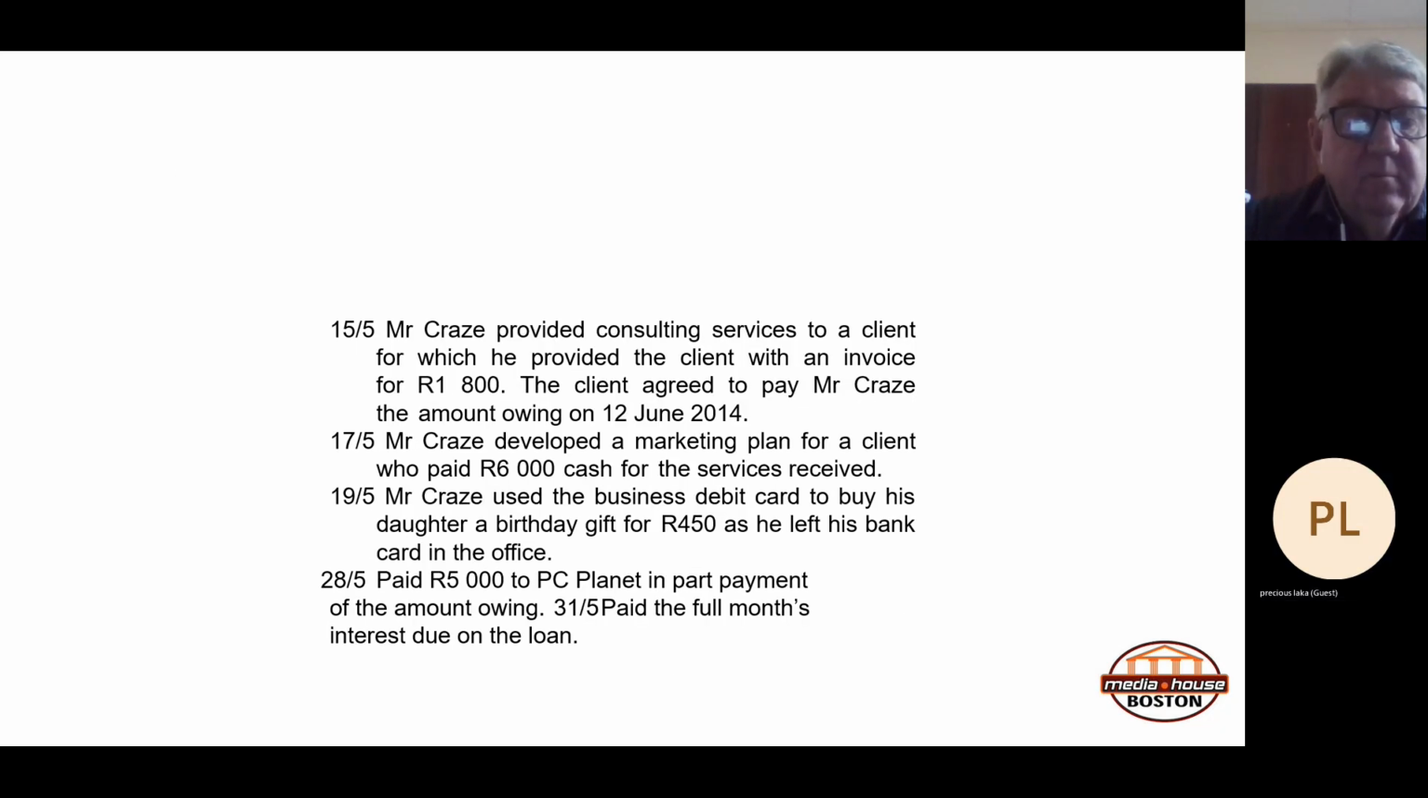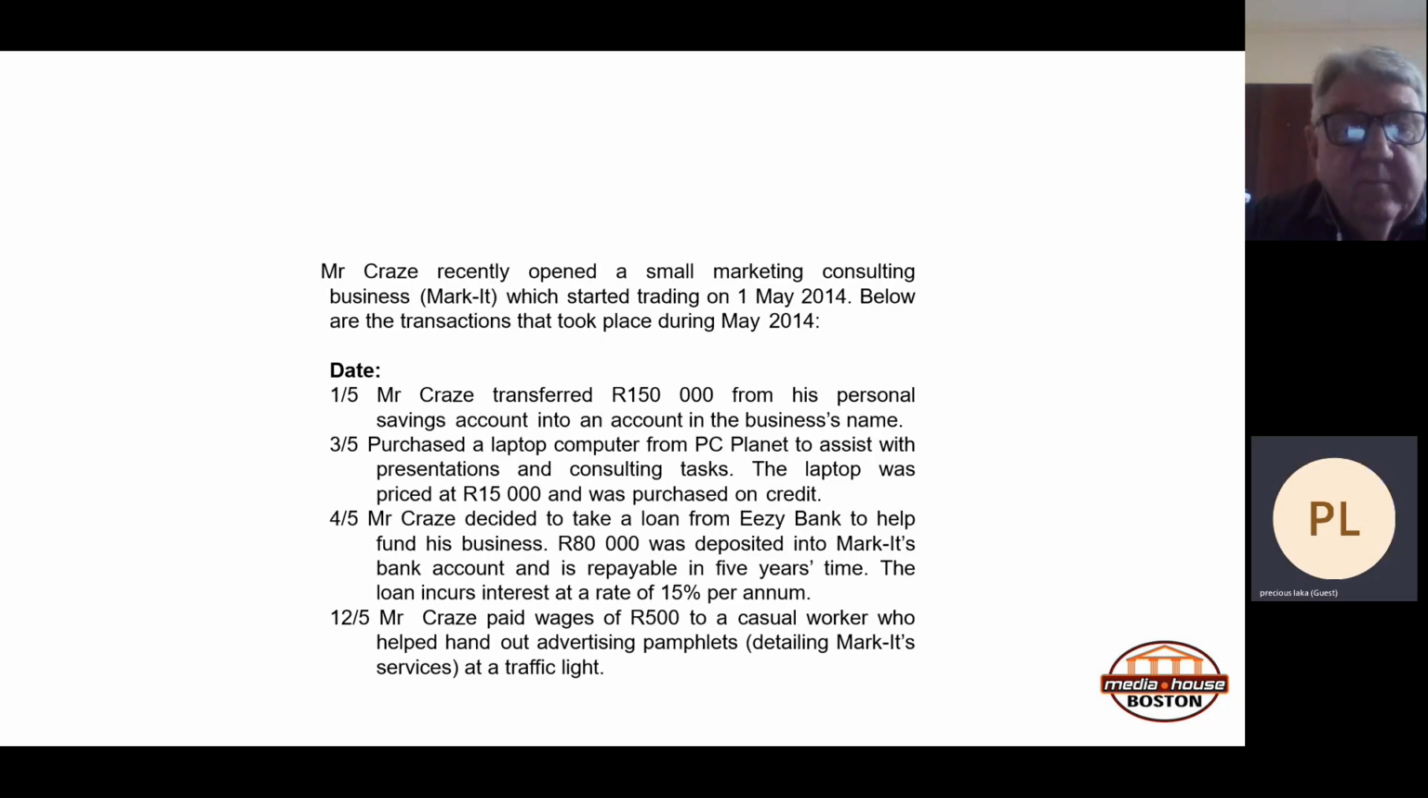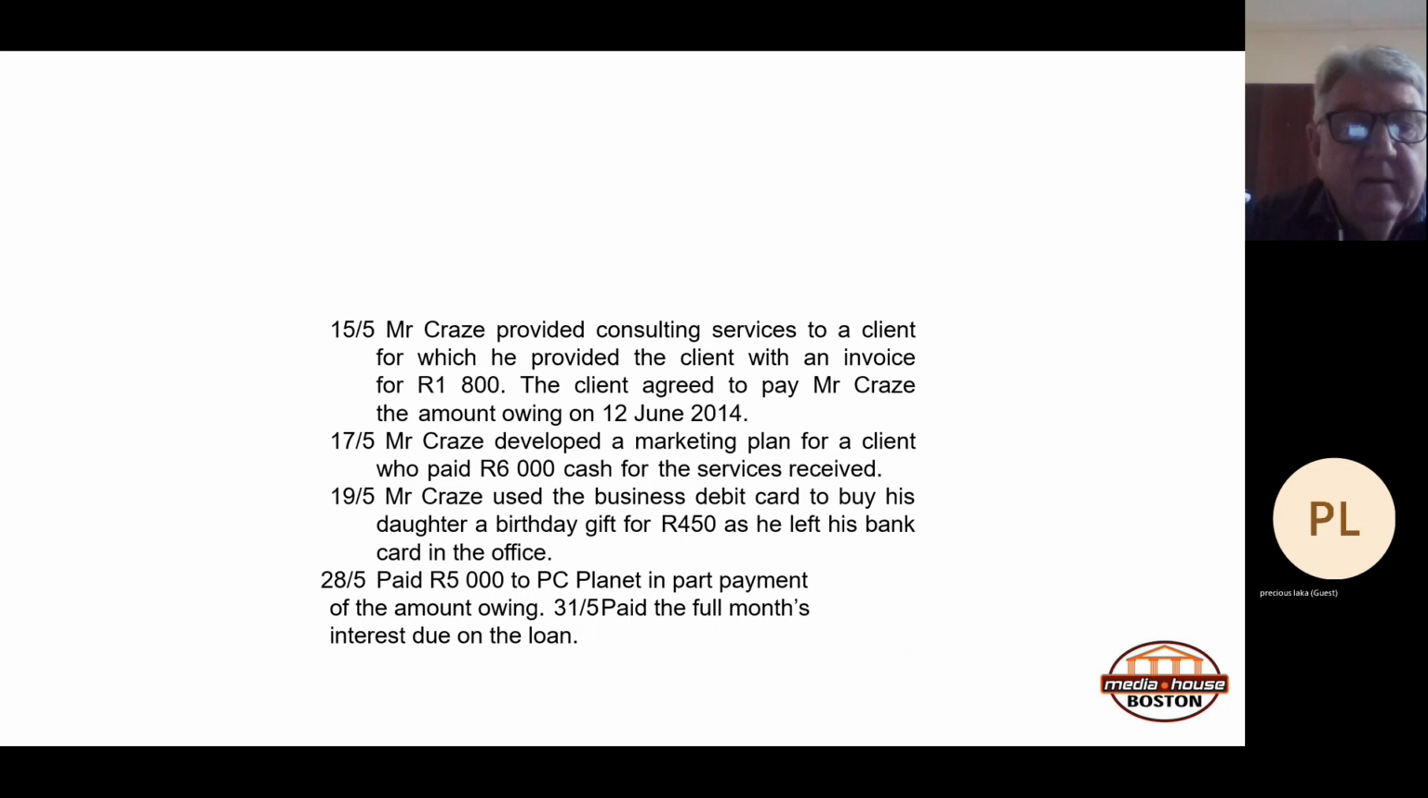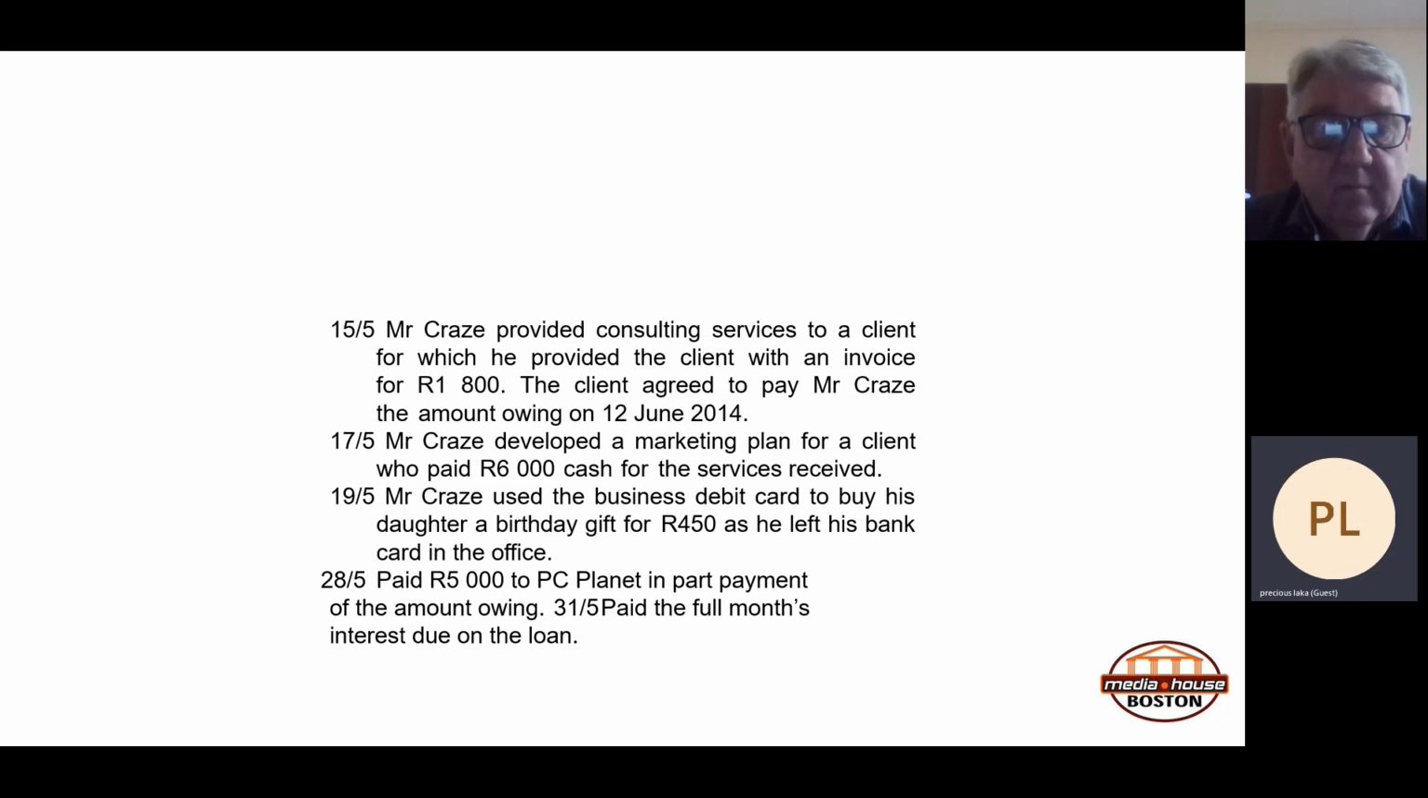Then on the 28th, we paid 5,000 Rand to PC Planet in part payment of the amount owing. Let's refresh your memory: we bought the computer for 15,000 Rand, and now we are paying the creditor 5,000 Rand. Where did the money come from and where did it go to? The money came from the owner's personal account. So we credit bank. Remember, it's not the owner's, it's the business's account. So it would be minus asset and minus owner's equity.